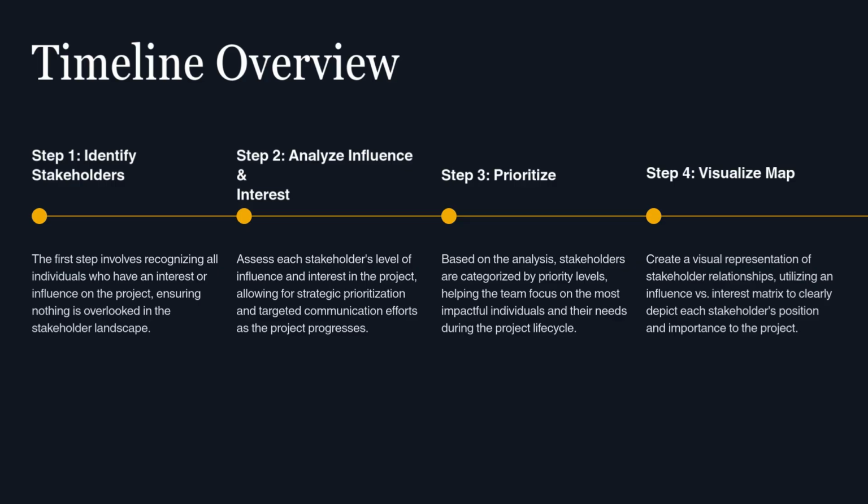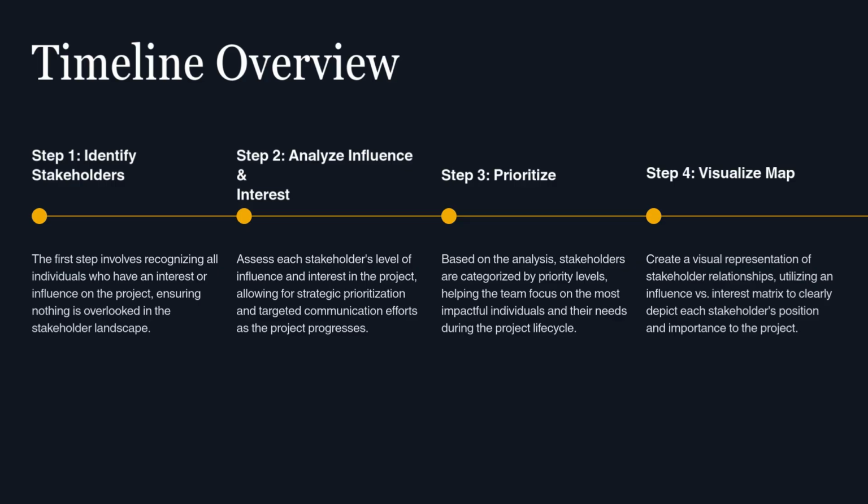The next step, number 2, is to analyze influence and interest. This will help assess each stakeholder's level of impact. So think about who holds the power to affect the project and who has a vested interest in its outcomes.